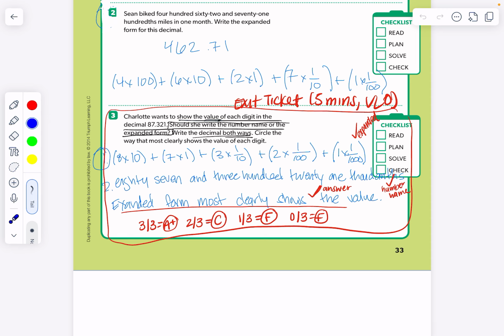And the answer is that she should use expanded form, because in expanded form, you can clearly see that the 8 is in the tens place, the 7 is in the ones place, the 3 is in the tenths place, the 2 is in the hundredths place, and the 1 is in the thousandths place.